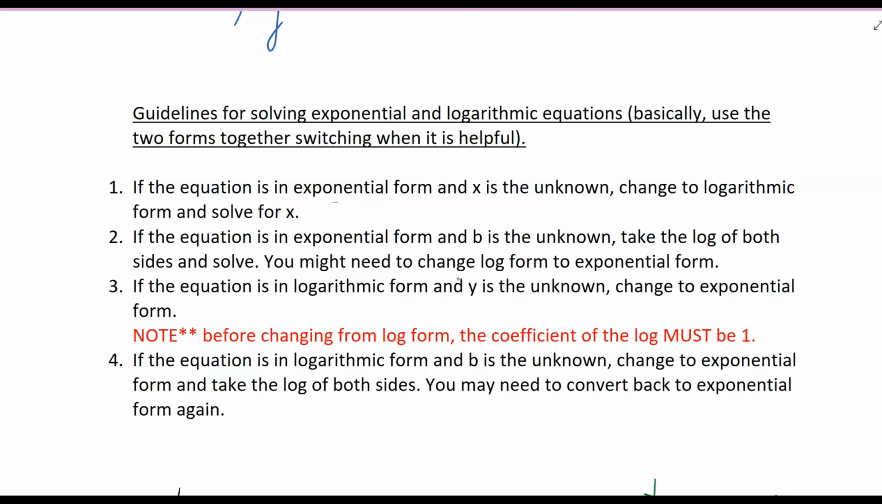And number 4, if the equation is in log form and b is the unknown, change to exponential form and take the log of both sides, and you may need to convert back to exponential form again. So, we need to look at some examples to illustrate all of these steps or these different approaches in the guidelines.